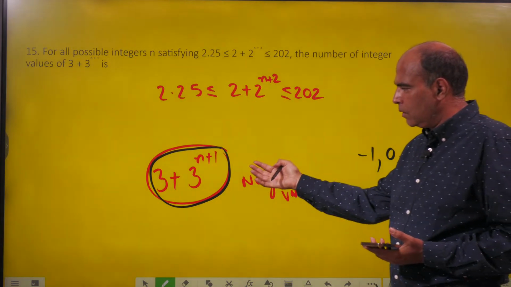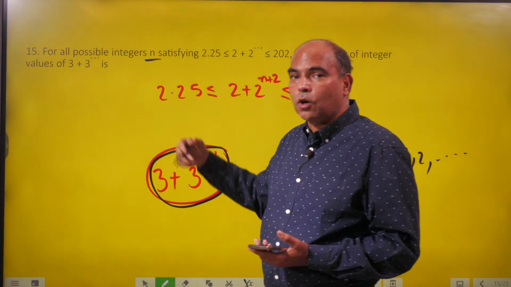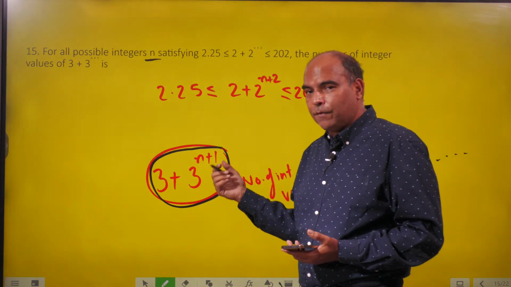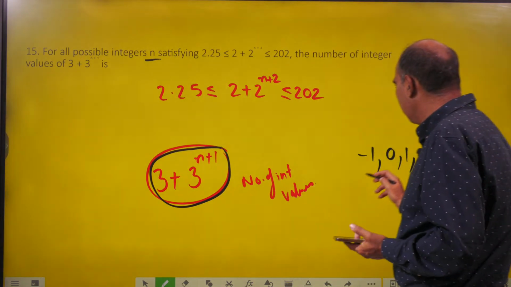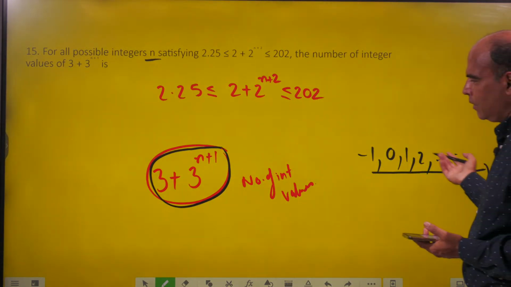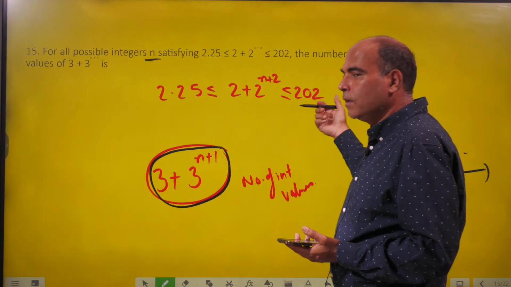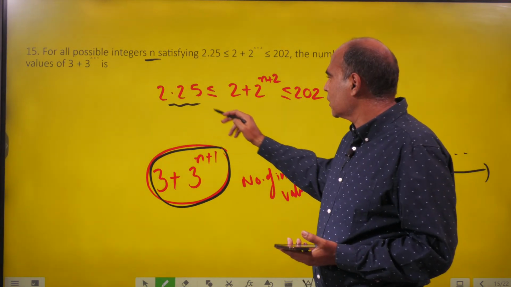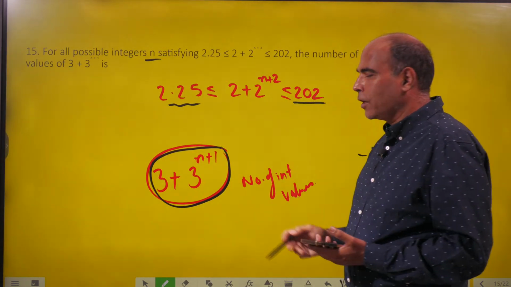So after -1, and we are talking about integers for n, so we are not looking at decimal values. So that's why we will not look at a value like -1.5 etc. here. So after -1, pretty much any value of n will fit in this scenario. But there's another constraint for n, that the value of n should be such that this expression is more than or equal to 2.25 but less than or equal to 202.